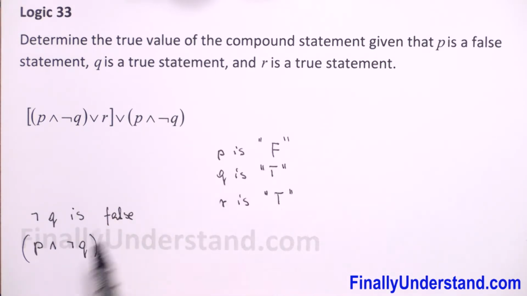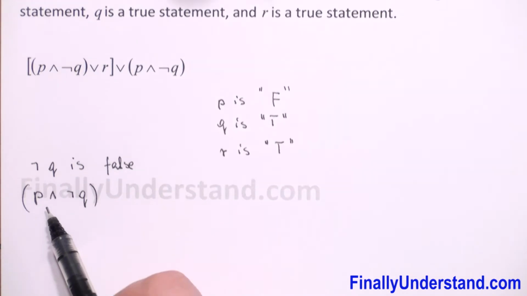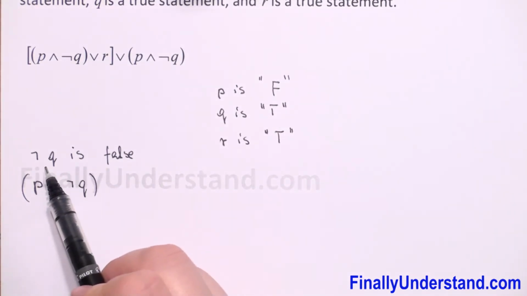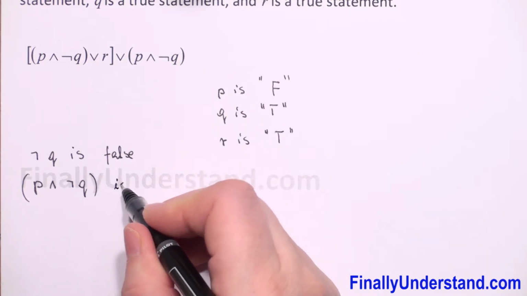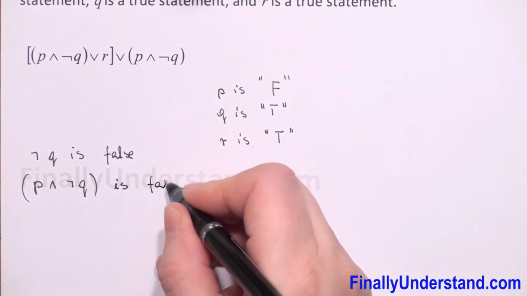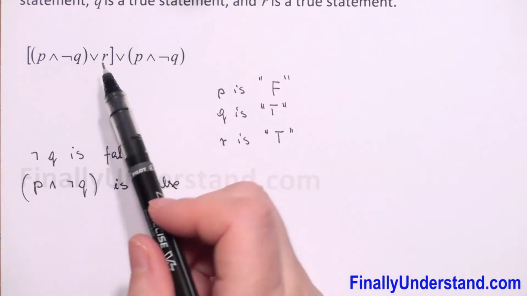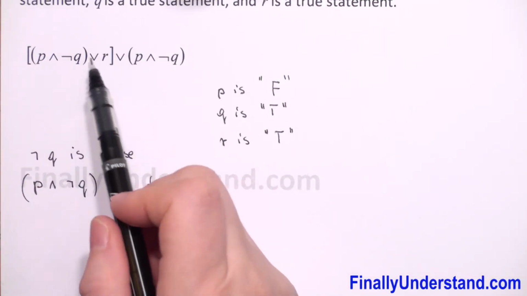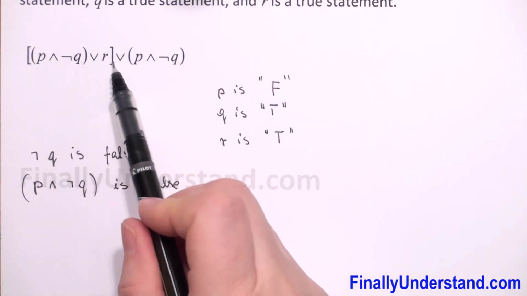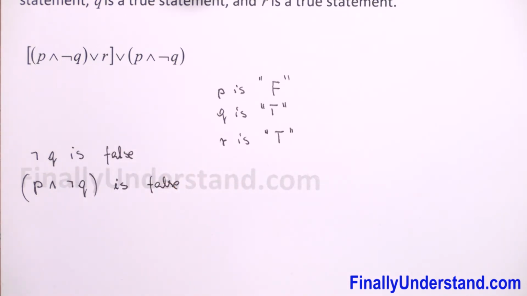P is false. And we know that a conjunction is true when both of its components are true. So because P is false and the negation of Q, not Q, is false, it means this is false. Next, we have OR. So we have here a disjunction. A disjunction is false only when both simple statements are false. R is true. So it means that this whole expression in brackets is true.